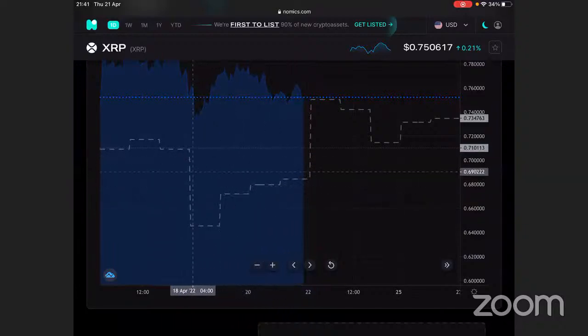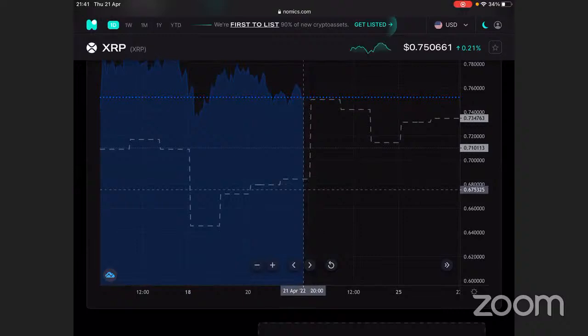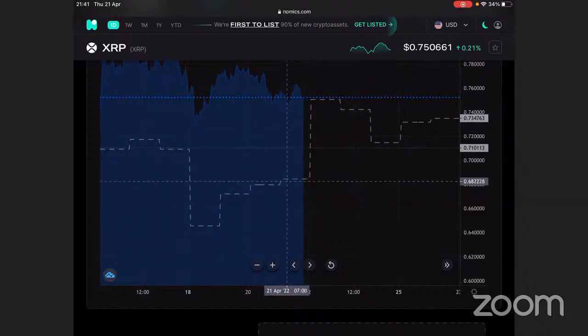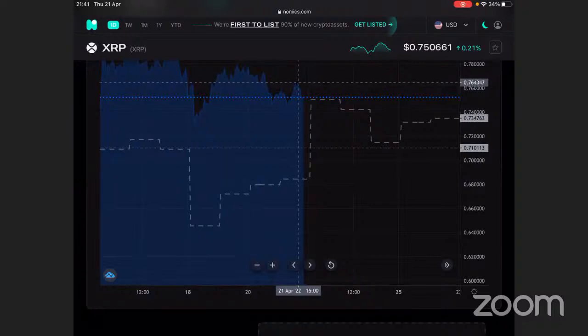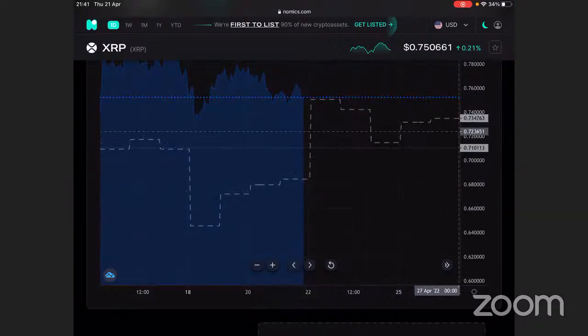The blue line here is representing the actual price. So we can see that what was predicted here by Nomics is that the price at this time was going to be around 0.68, but the actual price is here at 0.76, which means the market is actually performing better than the prediction, right? So these broken steps that you see are showing the predicted price.